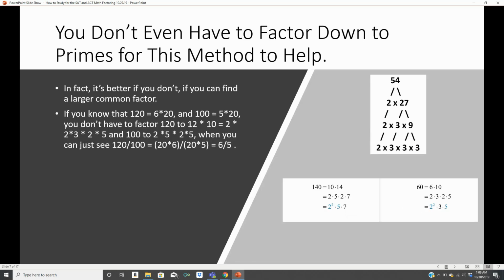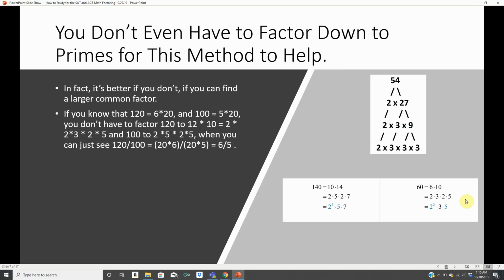You don't even have to factor down to primes, though, for this method to help. In fact, it's better if you don't. If you can find a larger common factor, then you just stop dividing and divide each number by that factor. So if you know that 120 is equal to 6 times 20 and 100 is equal to 5 times 20, you don't have to factor 120 into 12 times 10, which is 2 times 2 times 3 times 2 times 5, and then 100 is 2 times 5 times 2 times 5, when you can just see, okay, 120 over 100 is 20 times 6 over 20 times 5, which is equal to 6 over 5.